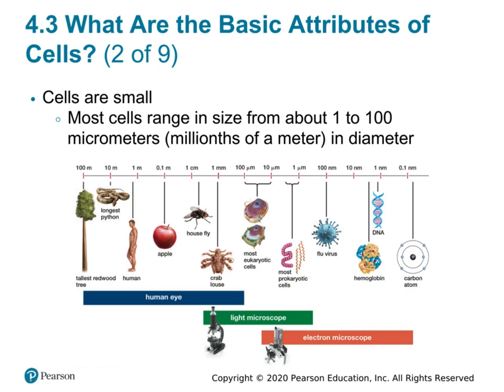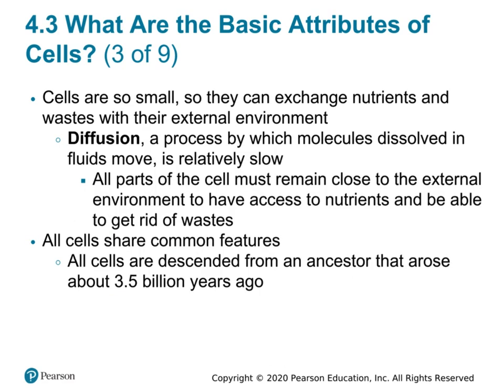And cells are small, whether it's 1 to 100 micrometers, which is a millionth of a meter in diameter. They're small, and prokaryotic cells tend to be much smaller than eukaryotic cells. And while cells are small, they still can exchange waste and nutrients with their external and internal environments. They use processes like diffusion, where we have molecules dissolved in fluids that move relatively slowly through their plasma membrane. They do watch closely and maintain their internal and external environment, and they're able to get rid of things they don't want and take in things they do.